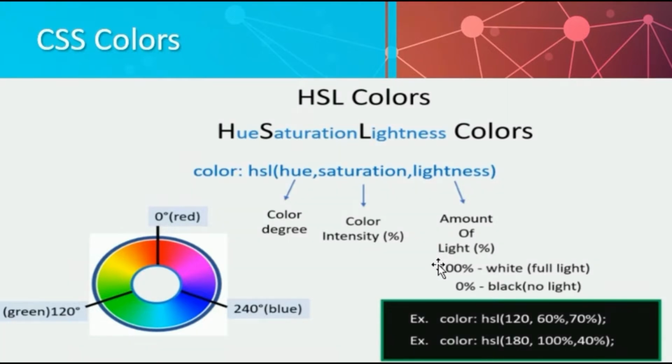And light is the amount of light on the color, which again is in percentage. So 100% is of course white, 0% is no light, which is black, and different values between 0 and 100% define the amount of light on the color. Again, you don't need to remember.